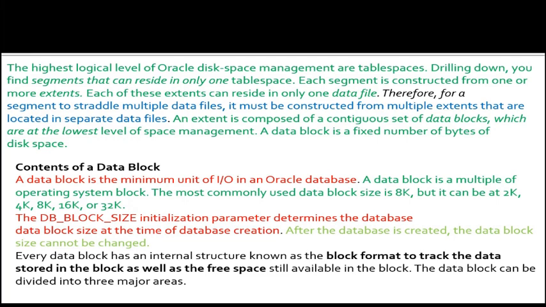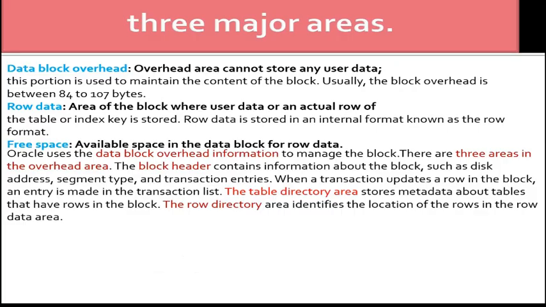The data block can be divided into three major areas: data block overhead, raw data, and free space. The data block overhead area cannot store any user data. This portion is used to maintain the content of the block. Usually, the block overhead is between 84 and 107 bytes.